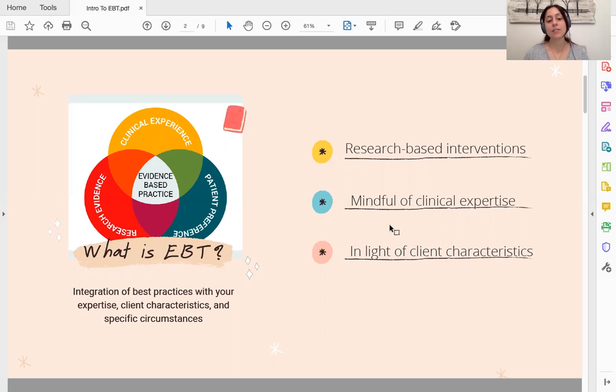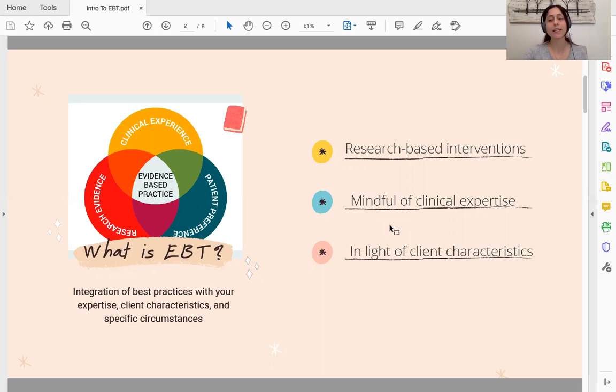Essentially, evidence-based practice involves using research to guide practice decisions, and more specifically, it's an integration of the best research practices with your own expertise as a clinician and the client's characteristics. In the context of mental health treatment, this means identifying interventions or treatment approaches that have been shown to be the most effective for the particular issue that your client is dealing with, while being mindful of your own clinical judgment and the particular client's needs, strengths, and so on.